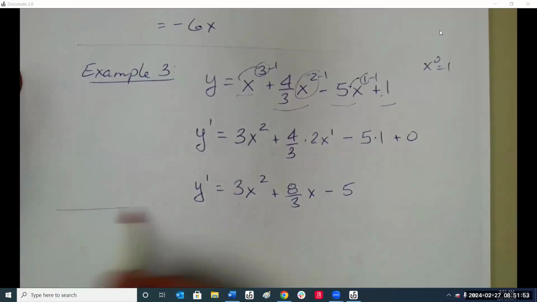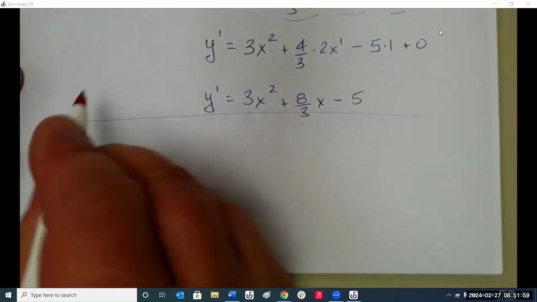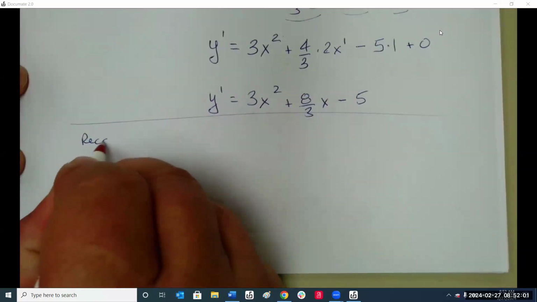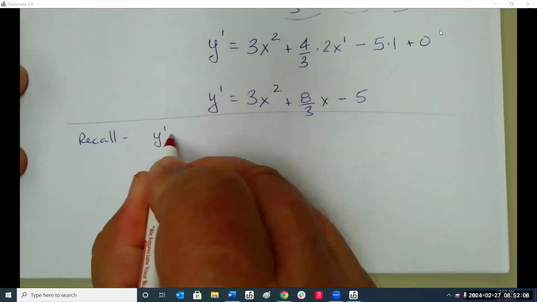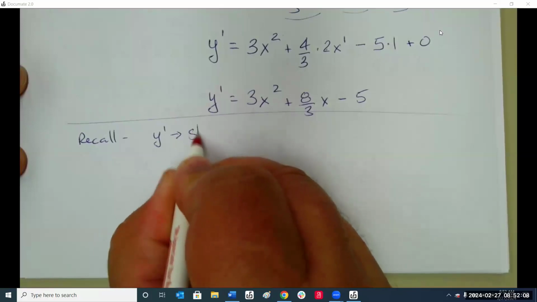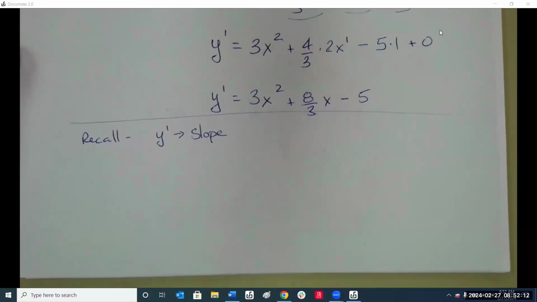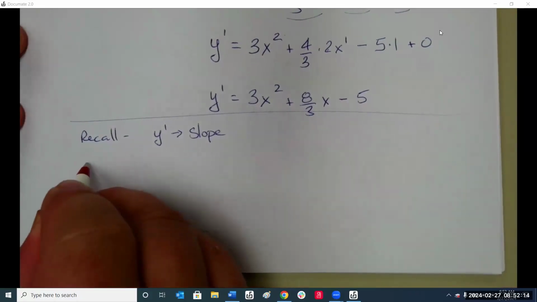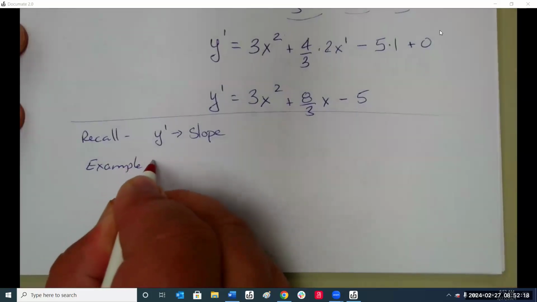Let's look at example 4. Remember, the first derivative, recall, the derivative finds the slope. Now, this will help us with the next one, understanding that concept.